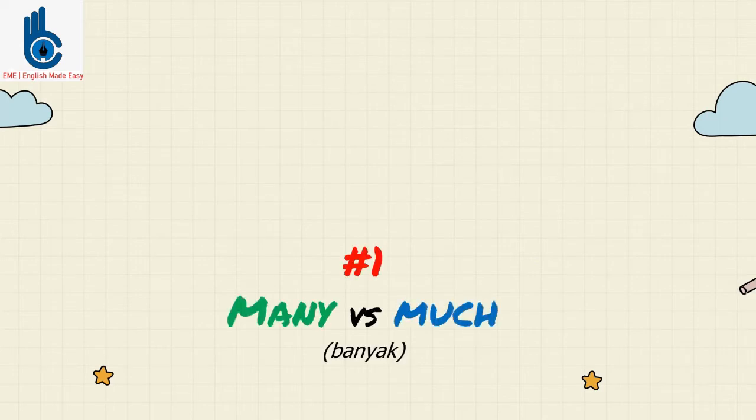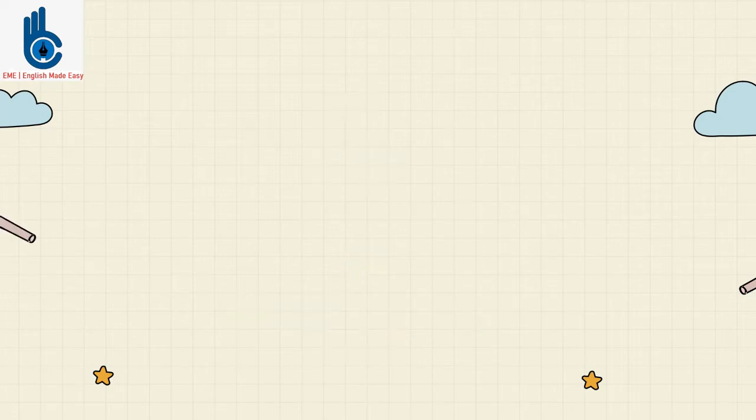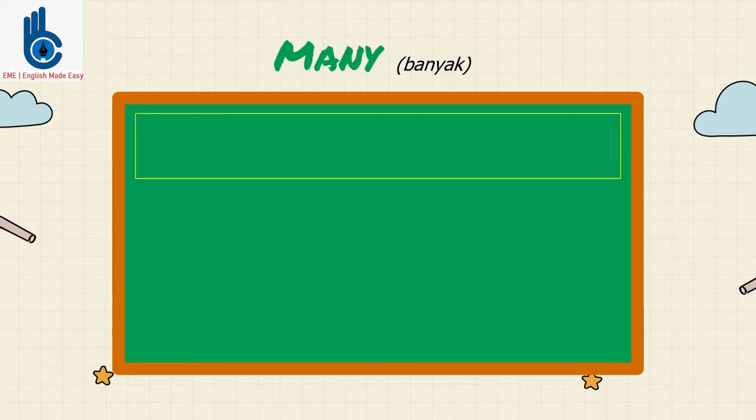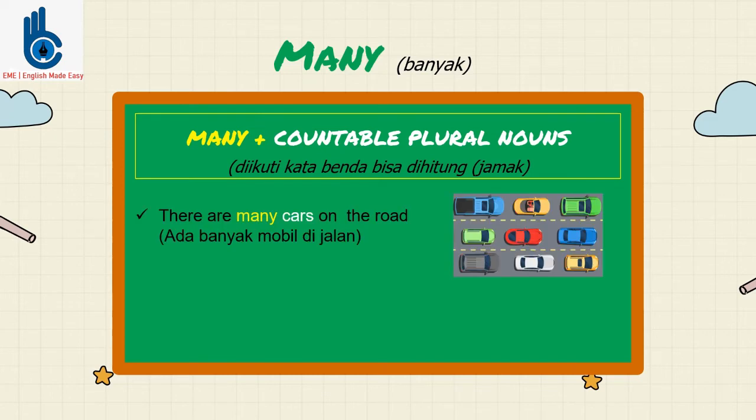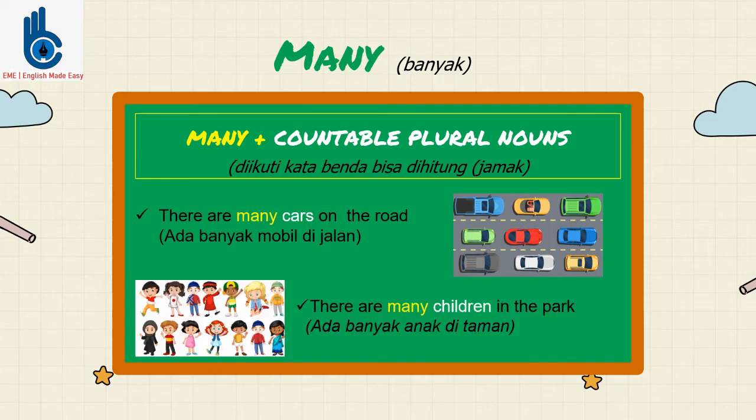First, we can see the difference between many and much. Many. In bahasa, it means banyak. Many is usually followed by countable plural nouns untuk mengungkapkan benda jamak yang bisa dihitung. For example, there are many cars on the road. There are many children in the park. Many cars, many children. Both of them are countable plural nouns.